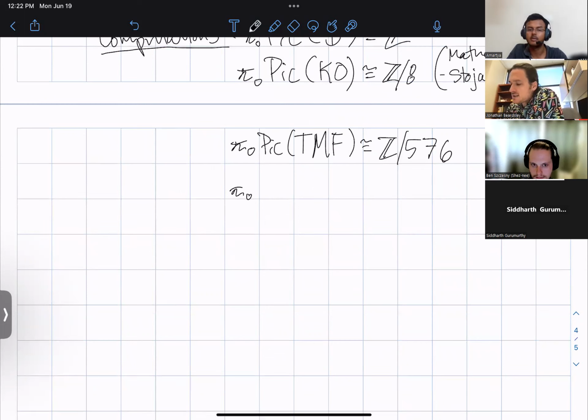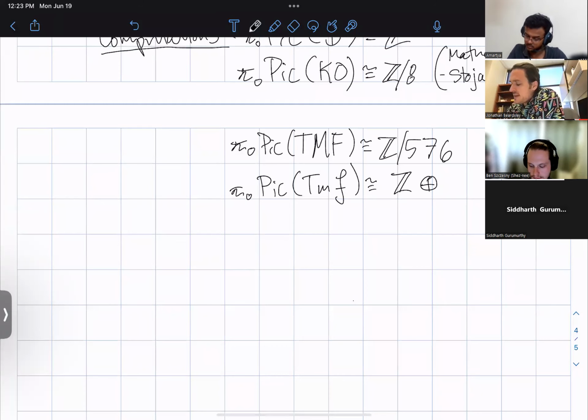There's this related compactified TMF, which is somehow in between connective TMF and non-connective TMF. And this actually has an interesting Picard group. This capital T lowercase mf is not connective, but it has a Z, and then it also has a Z mod 24 sitting there.